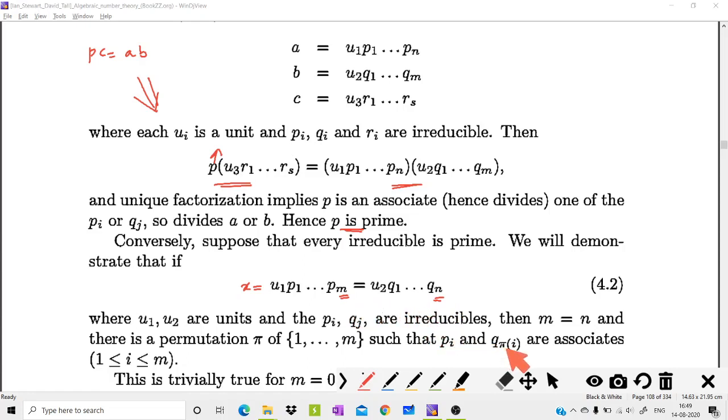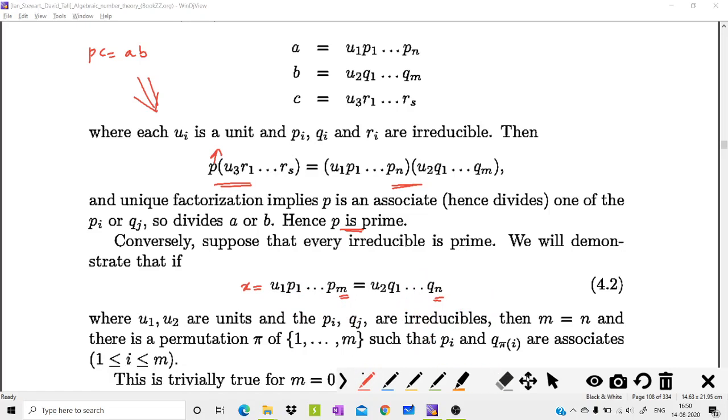Induction on m. Whenever m equal to 0, this is trivial. If m equal to 0, we have this is a unit, and similarly this is a unit. Whenever m is equal to 0, we get x equal to u1, so x is a unit, and this is a unit too. So we can write u1 is equal to u2. Both are the same, so the factorization is the same.